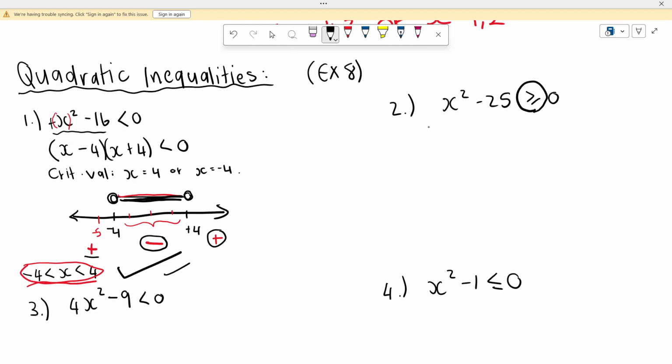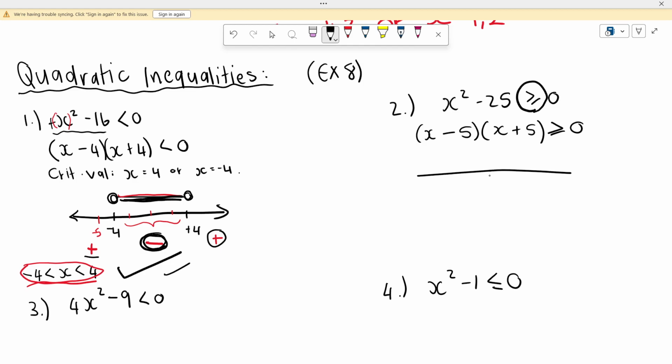Okay, so we know this is also a difference of squares, so this can be written as (x minus 5)(x plus 5). Now they're asking for bigger or equal to 0. The previous one was smaller, so we were looking for the negative values. This one is bigger or equal to, so we are looking for the positive values. So now we know that our critical values are positive 5 and negative 5.